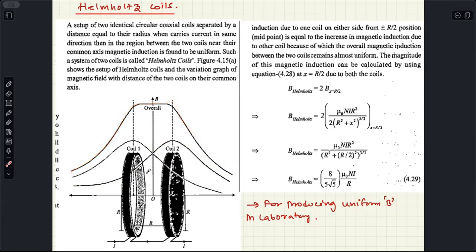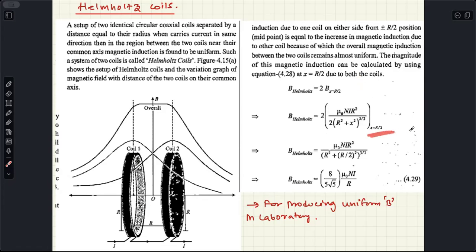And you must remember well the Helmholtz coil condition: radius r, separated by a distance r. Each coil is of radius r, each coil has the same number of turns, and they are separated by a distance r. B Helmholtz should be 2 times B at x equal to r/2. Our usual formula is mu naught nI r squared over 2, divided by r squared plus x squared whole power 3/2.